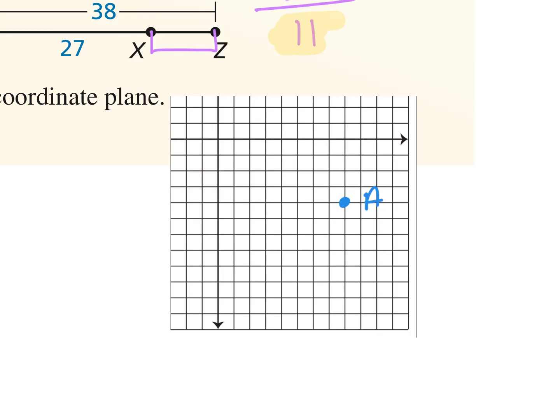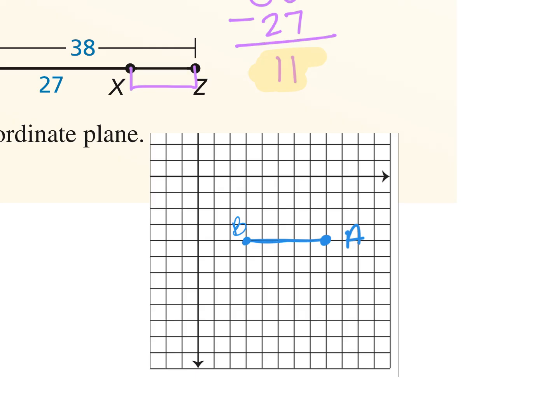B is 3, -4, so 1, 2, 3, 1, 2, 3, 4, right here. There's A and B. I'm going to go ahead and connect them. C is 7, 1, right here. Here's my C. And then D is 7, -3, 1, 2, 3, right here. And this is D.